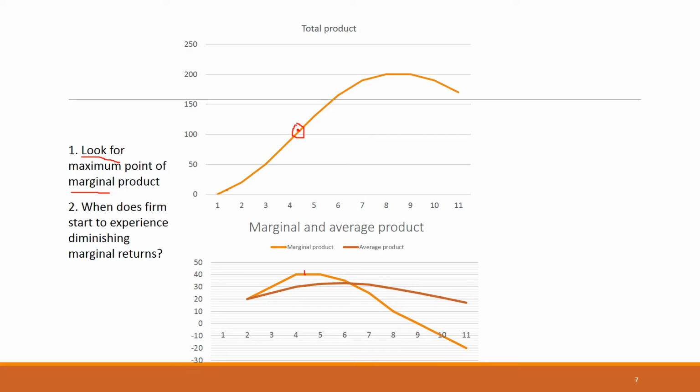Next question: when does a firm start to experience diminishing marginal returns? Is it to the right of the peak of the marginal product, or to the right of the peak of average product? Again, I'm going to hang on here about 5 seconds for you to work out the answer.